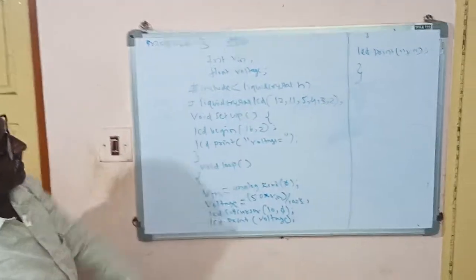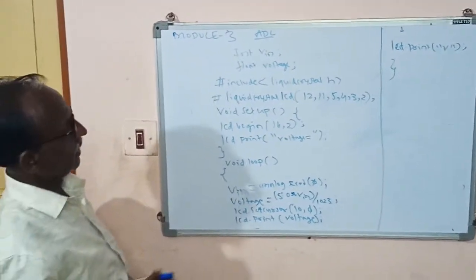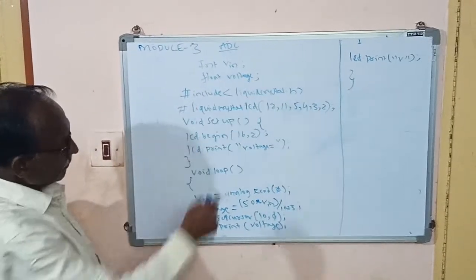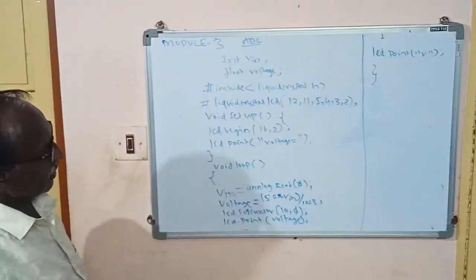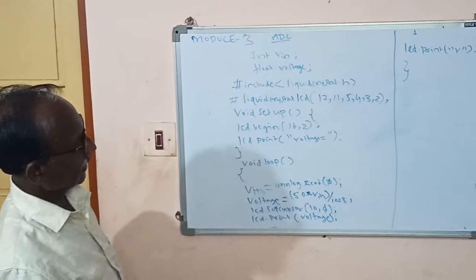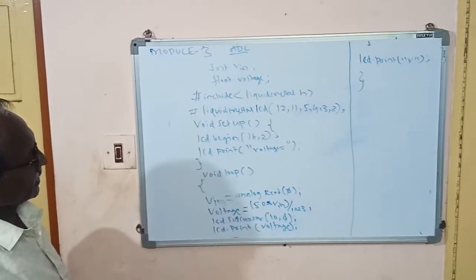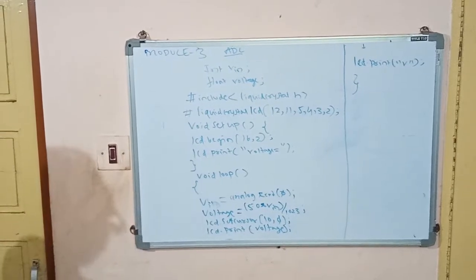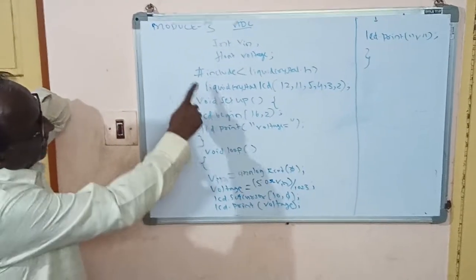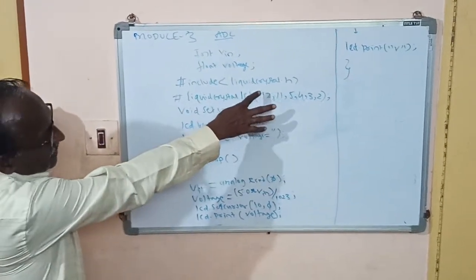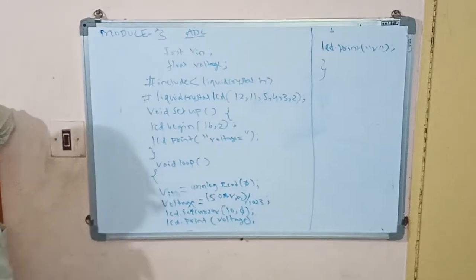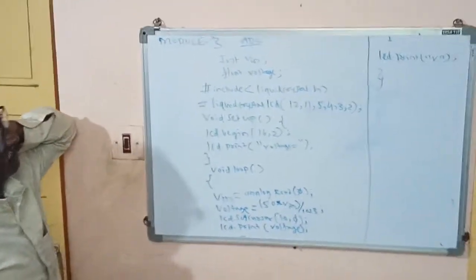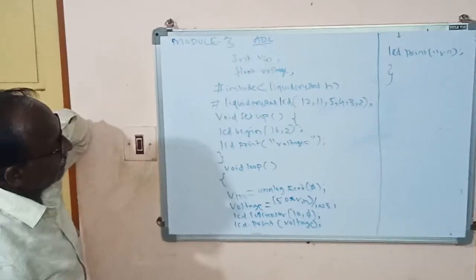Integer, you can select the input voltage pin. Plot voltage, I am considering a plot voltage; it may be 3.4, anything else, we can consider it float. Then we make the declaration for the hash include, the header file. They can include LiquidCrystal.h. Dot h means header file, all the information is in the header file.